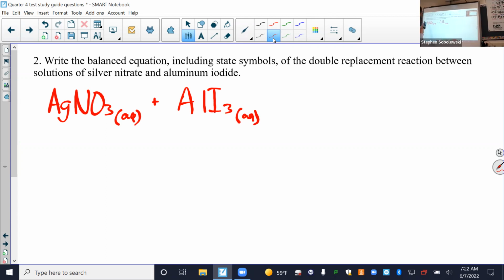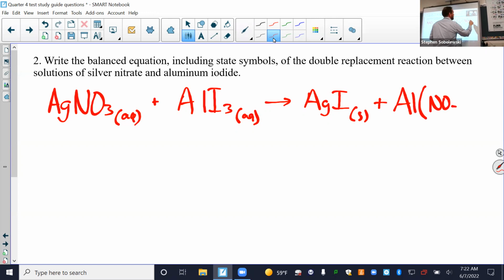In a double replacement reaction, the silver is going to react with the iodine, giving us silver iodide, AgI. You check your solubility table, and this ends up being solid. The other product is going to be aluminum nitrate, Al(NO3)3, aqueous. Again, I did that quickly, but you check your solubility table, and you'll see that aluminum nitrate, much like all nitrates, that's how I knew it so quickly, is aqueous. So that's our unbalanced equation.